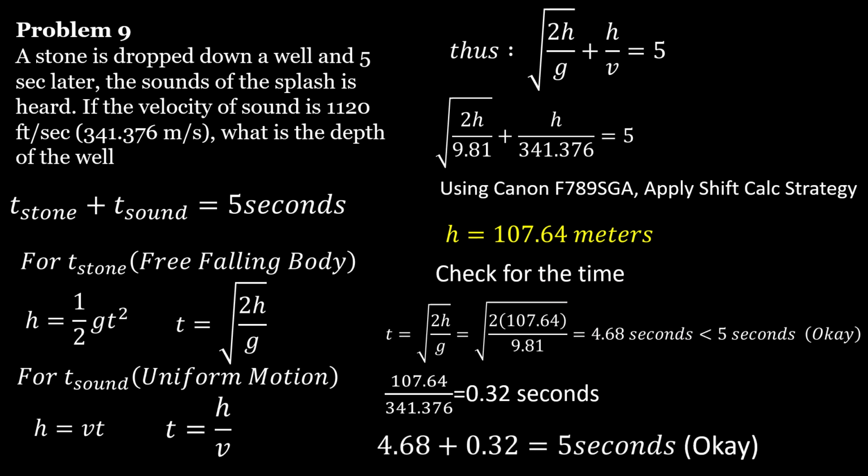Finally, for the last part of our checking, the time the stone travels and the time the sound travels must be equal to 5 seconds if we add them. As we can see, we have 4.68 plus 0.32. Their sum is equal to 5 seconds. Definitely, our answer for the depth of the well, h equals 107.64 meters, is really correct.